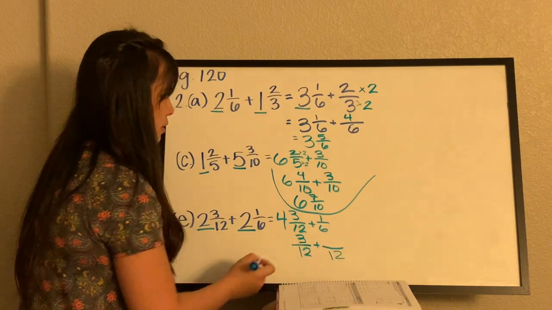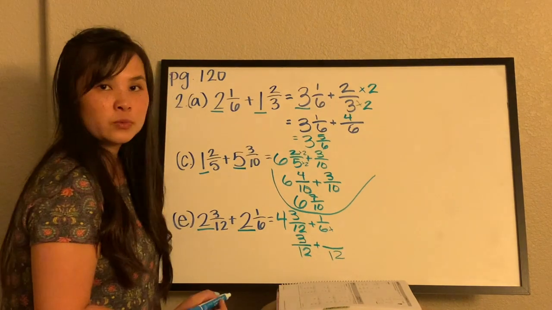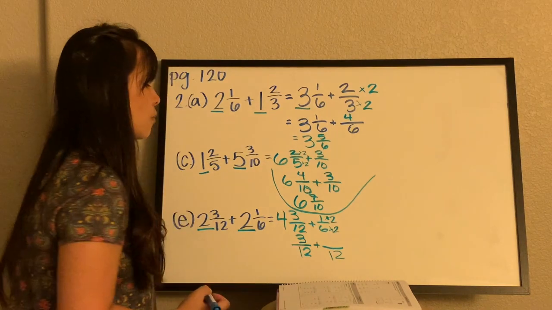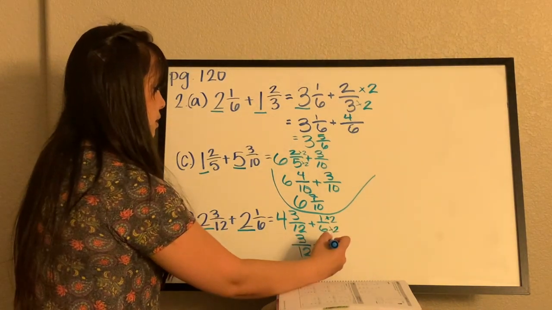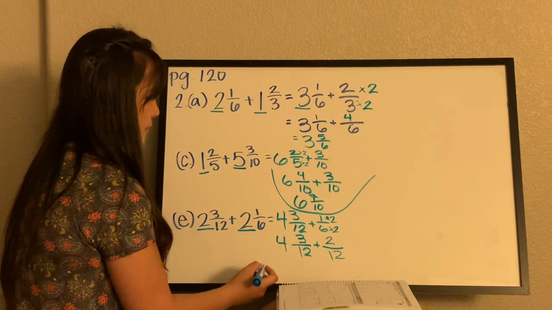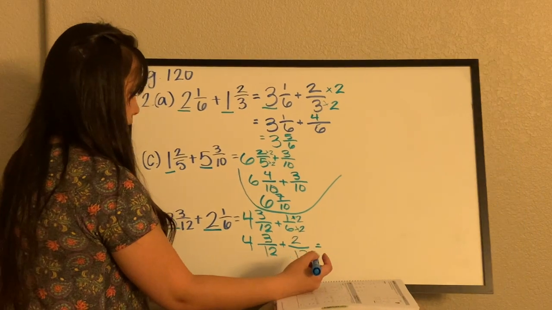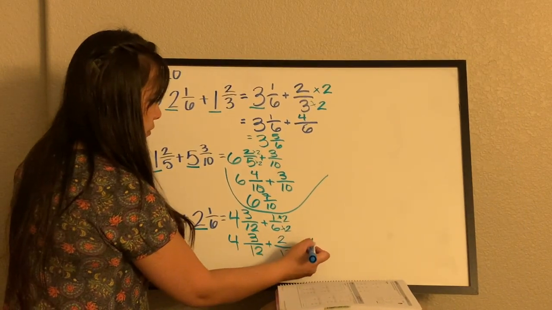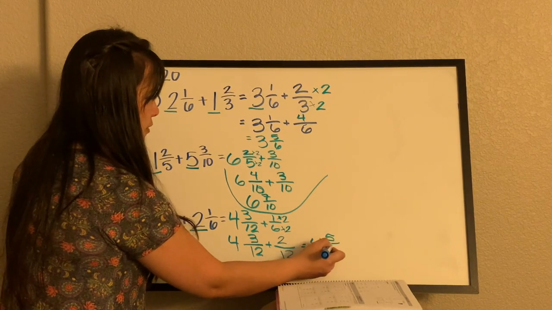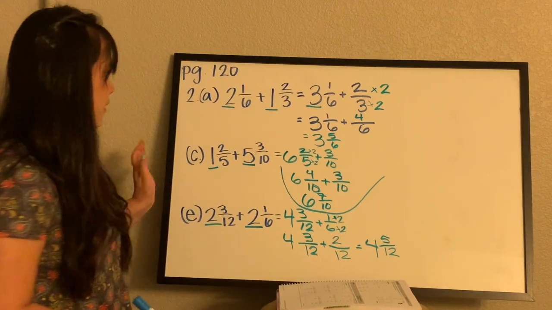12. We multiply 6 by what? 2 equals 12. 1 times 2 equals 2. And then we're going to bring this 4 down. So this, I'm just going to do it straight across. So 4, we're going to keep it. 3 plus 2 equals 5/12. All right? And that is it for you guys.